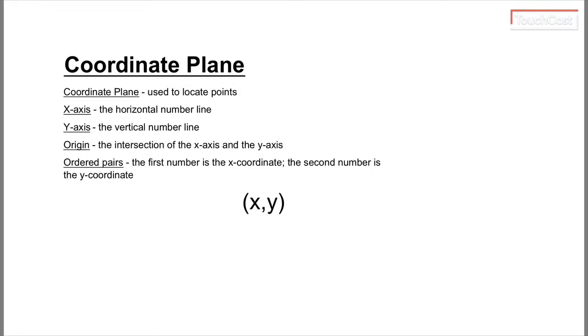The first thing I'd like to point out is the x-axis is the horizontal number line, so the x-axis goes left to right. And the y-axis is the vertical line, it goes up and down.